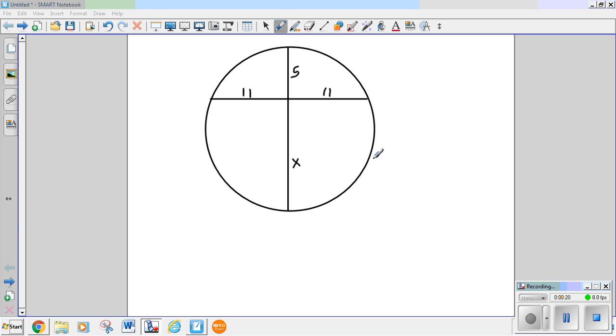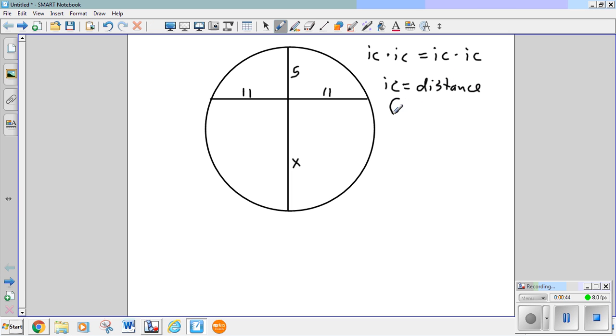Anytime two segments intersect a circle and each other, they work in this way with the formula IC times IC equals IC times IC, where IC means the distance from the intersection to the circle.